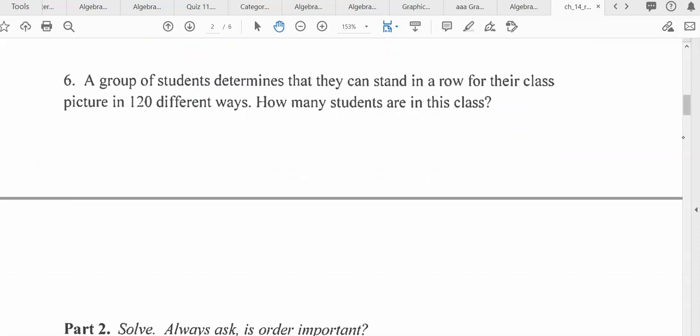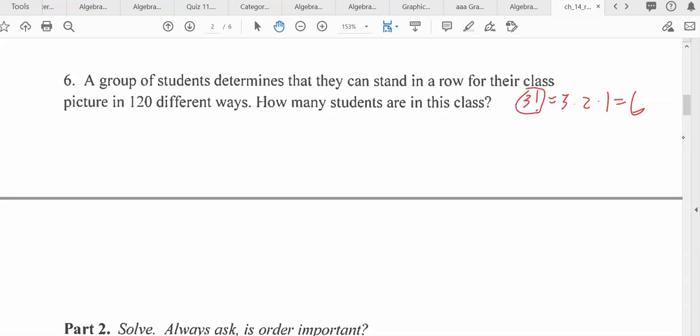How many students are in this class? Oh, this is kind of a tough problem. So this is not easy, but if you think about it, it's just how many students can stand in a row. So this is a classic. There's nothing difficult about how it's set up. For example, if there were 3 students in the class, it would be 3 factorial, which would be 3 times 2 times 1. There are 6 different ways that 3 students could stand in order.